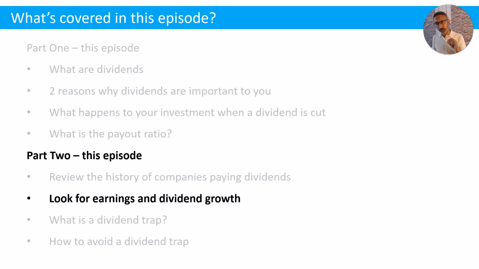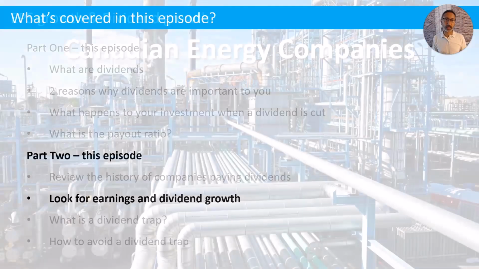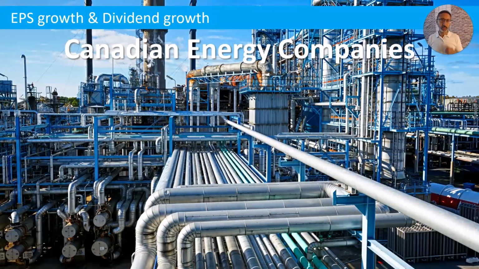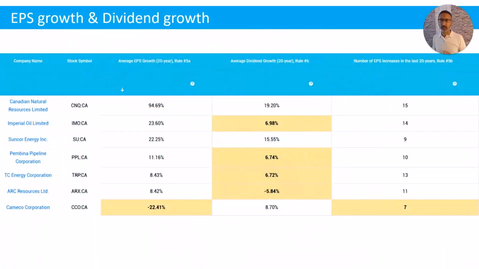We want to look at earnings growth and dividend growth. Remember, earnings is how much profit the company is making. So we want to look at that and dividend growth together. So here's some Canadian energy companies, just a small sample of companies here up on the screen. These numbers are not current, of course, when you're watching this video. They were current a while ago. But nevertheless, as an example, we can take a look at this.